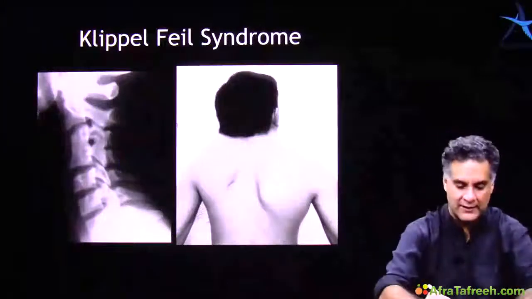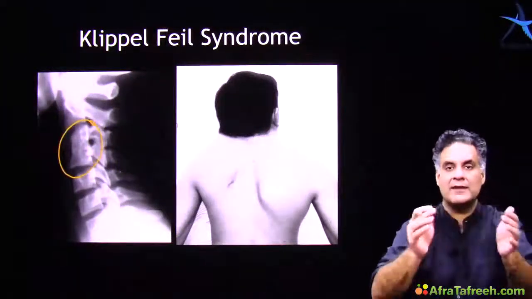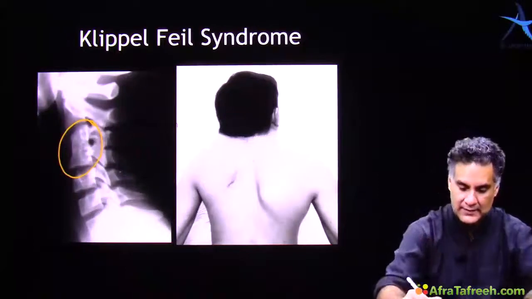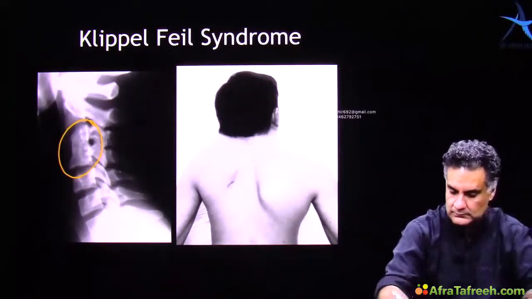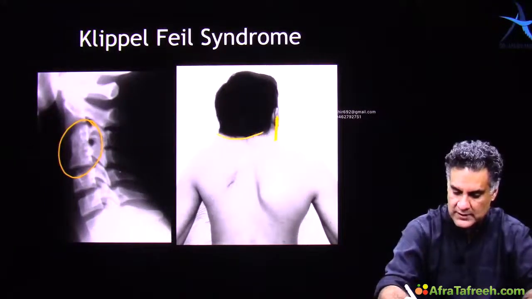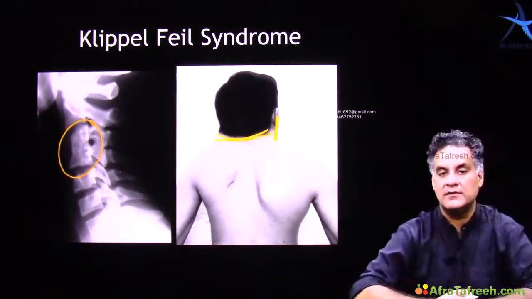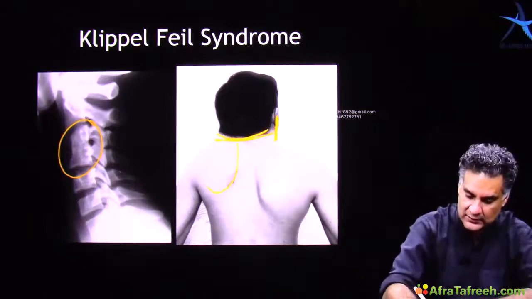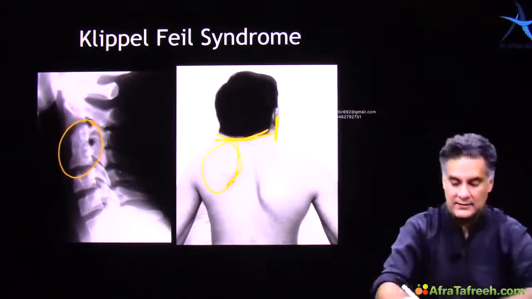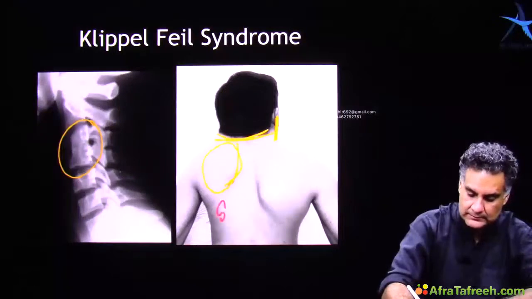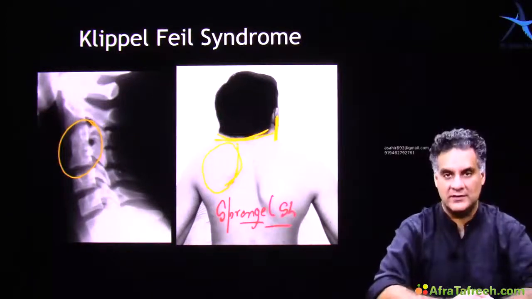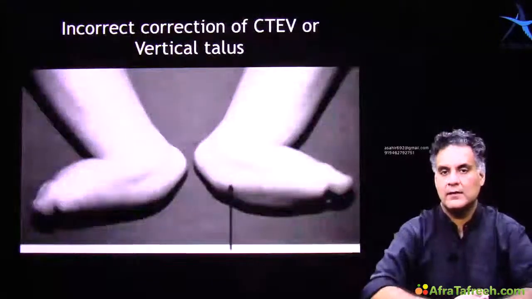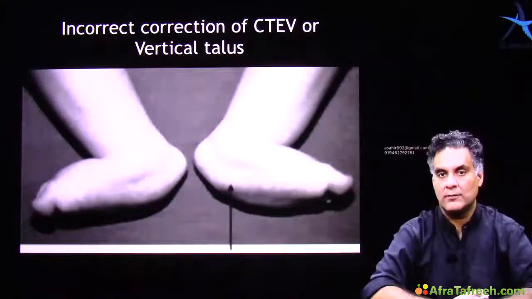When there is fusion of cervical vertebrae, in fact they do not segment, then you have short web neck, low posterior hairline, restricted neck movements. And sometimes this condition is with short high scapula called as Sprengel's shoulder. But you know what is the most common association with Klippel-Feil syndrome? Scoliosis, 60% cases.